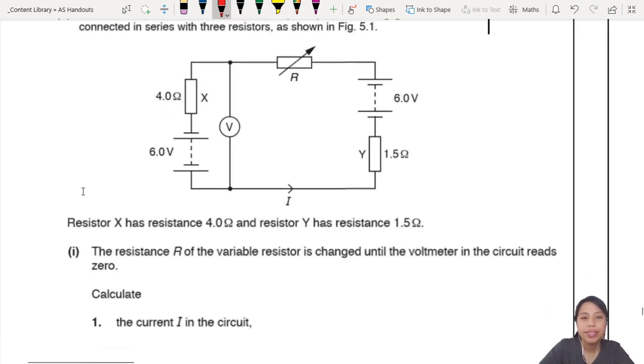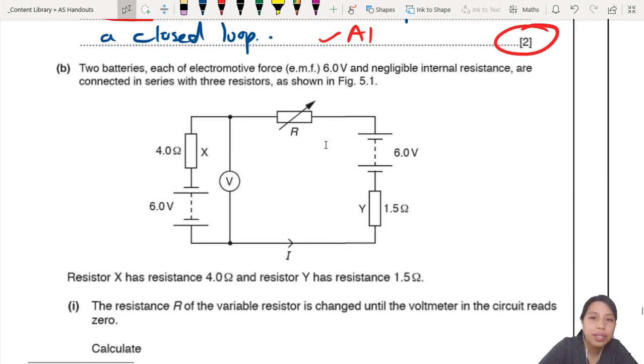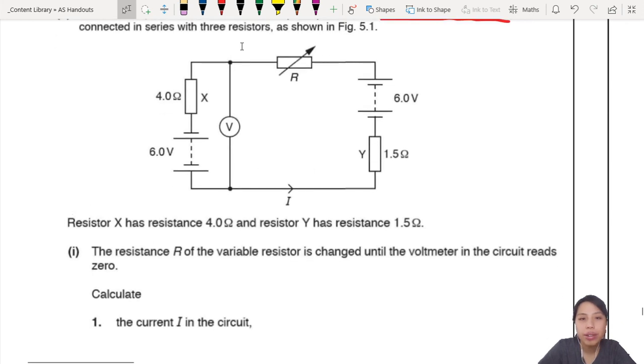Now we come to the circuit part. You have a circuit, as is seen. Negligible internal resistance. Usually that makes life a little easier. And they tell us all the resistances and they label the circuit. The resistance of variable resistor R is changed until the voltmeter in the circuit reads 0. That means there is no potential difference between here and here. That's why the PD is 0. That's just what it means.